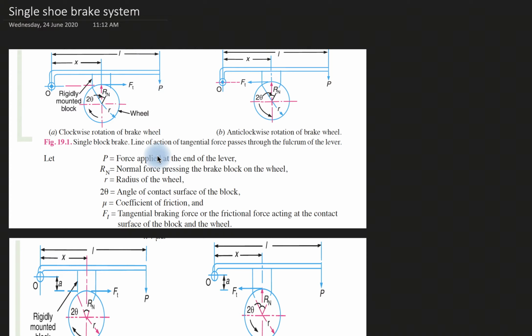Here P is the force applied at the end of the lever, Rn is the reaction or normal force pressing the brake block on the wheel. This is our wheel and this is our brake block. R is the radius of the wheel, 2 theta is the angle of contact subtended by the block at the center of the wheel. Mu is the coefficient of friction. Ft is the tangential force or braking force acting on the surface of the block.